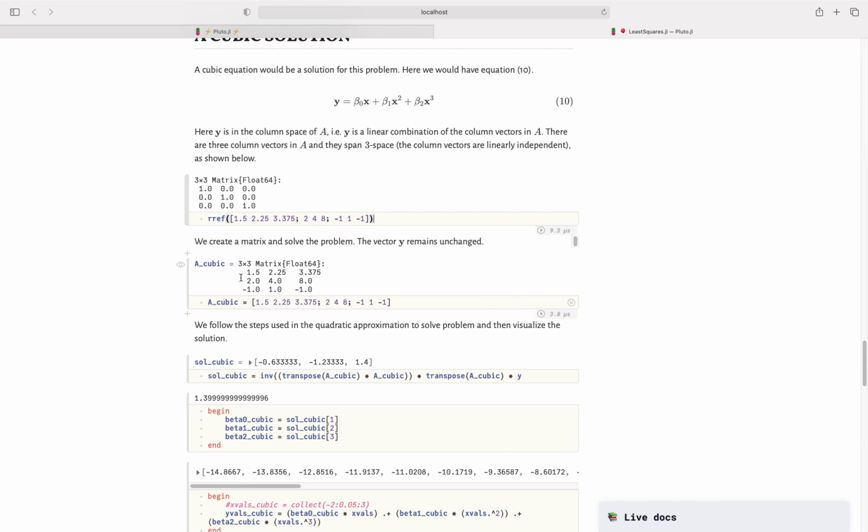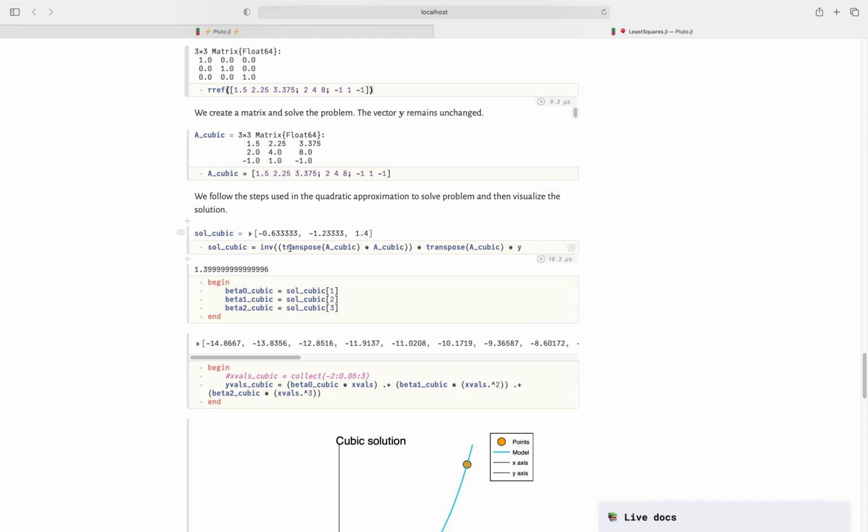So I'm creating a matrix here called a cubic. You can see it there. My first column vector is just my x values, and then I square each x value, and then I cube each x value. And then I'm using equation 6 again, just ordinary least squares, which gives me three solutions, beta sub 0, beta sub 1, and beta sub 2, which I save individually there.